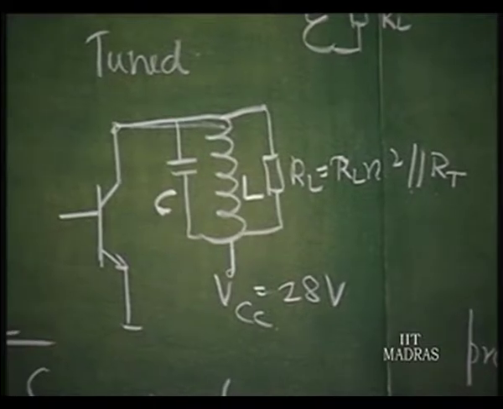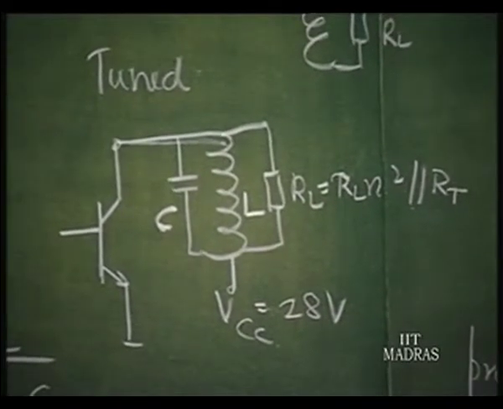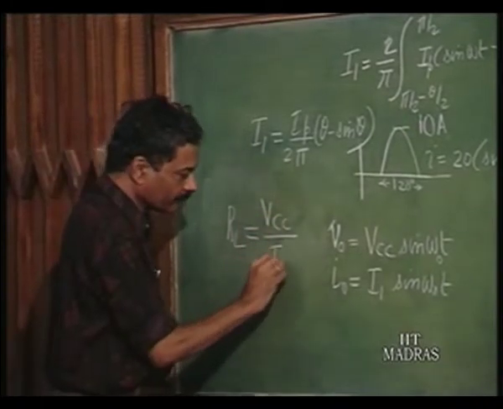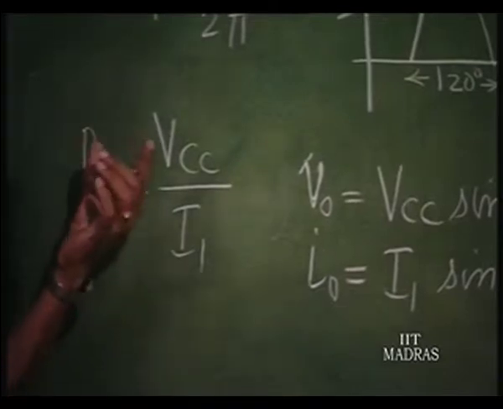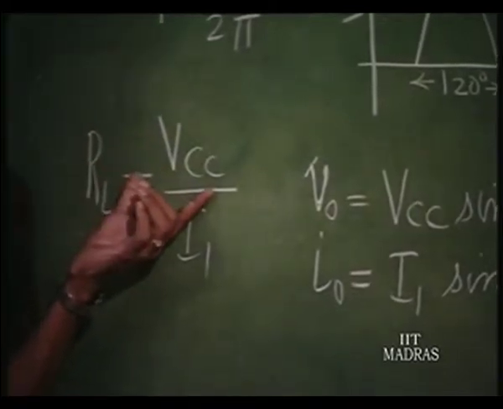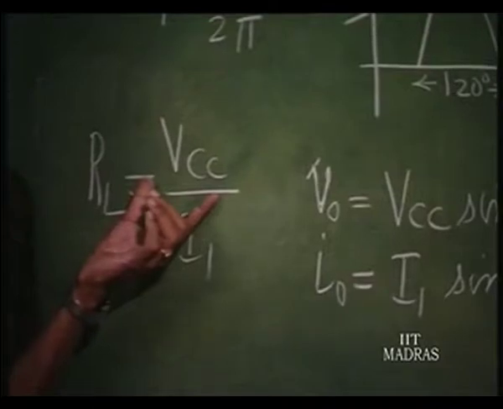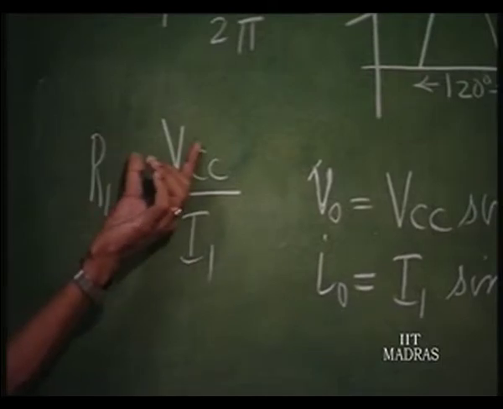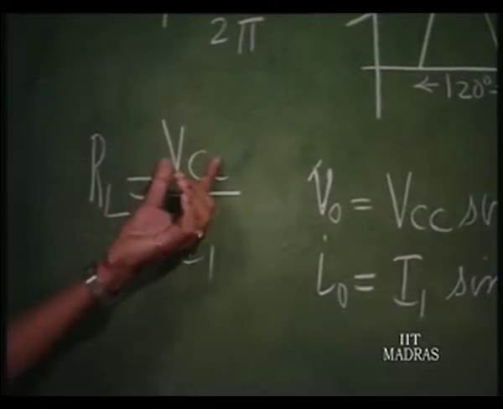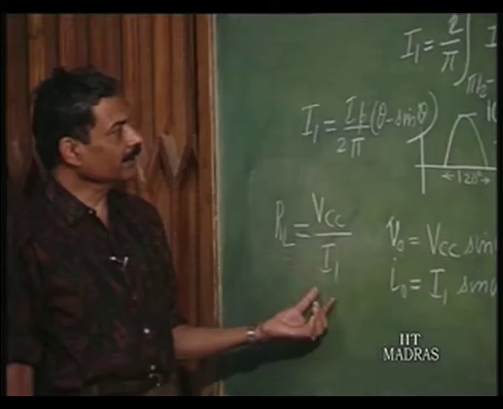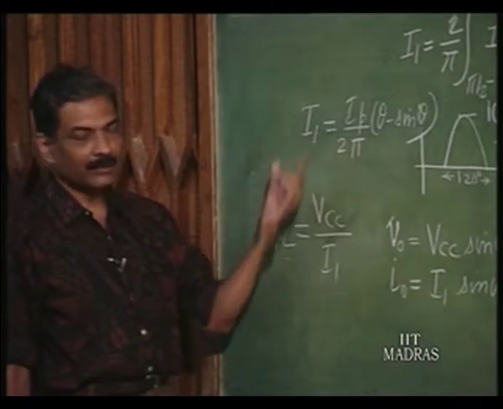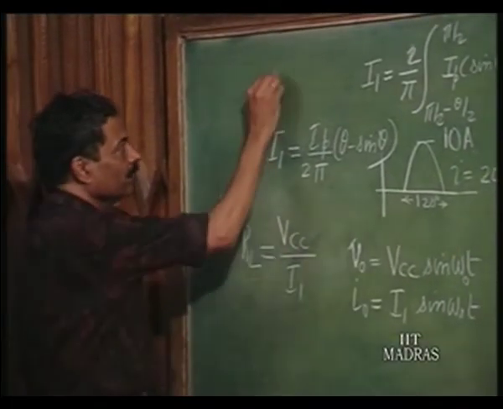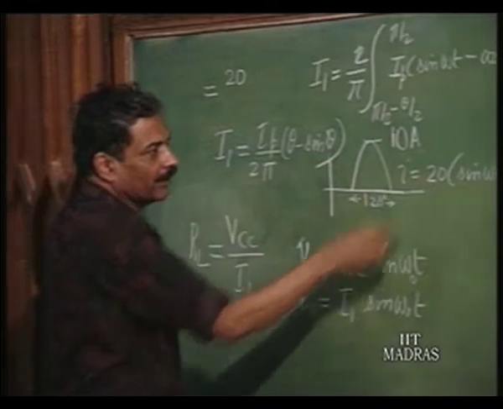What is RL? RL is simply going to be VCC divided by I1, because across RL the peak voltage developed is VCC and the peak current developed at that frequency is I1. So, RL is VCC by I1. VCC is already known to be 28 volts, it is necessary for us to evaluate I1. So, what is I1? I1 is IP, which is nothing but 20.